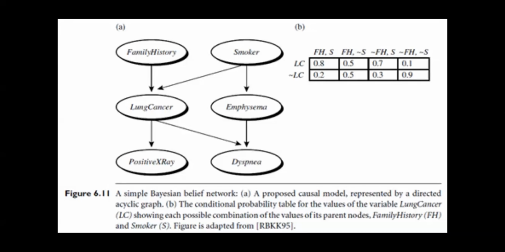A belief network has one conditional probability table, the CPT, for each variable. The CPT of variable Y specifies the conditional distribution P of Y given its parents, where parents of Y is the set of parents of Y. The second table represents the CPT for the variable lung cancer, giving the conditional probability of each value of lung cancer given each possible combination of parent values.